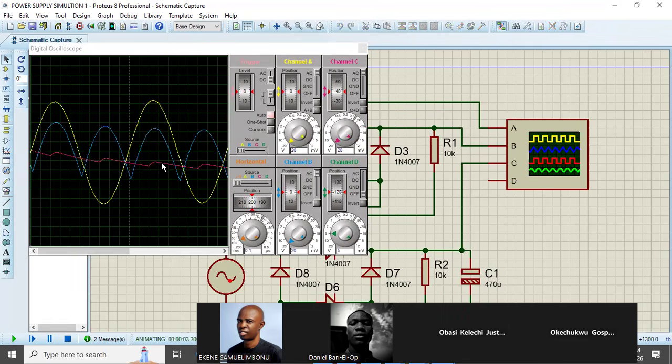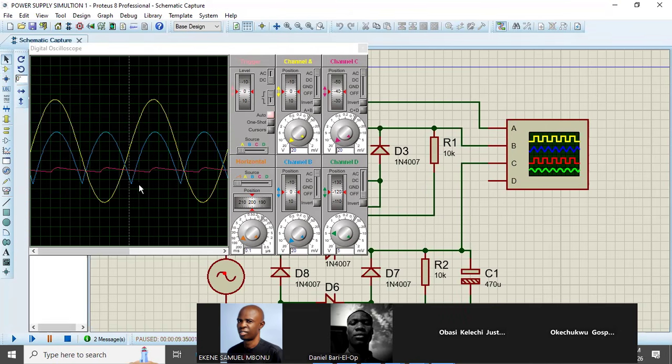Now, this is the filtered voltage. Can you see my cursor? Yes, sir. This is the source voltage. This is the voltage without capacitor. That's point B. This is the filtered voltage. So the capacitor has filtered the voltage.